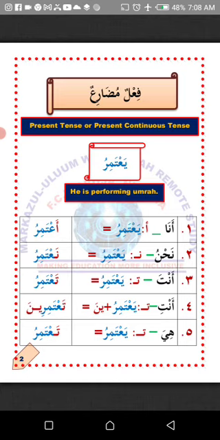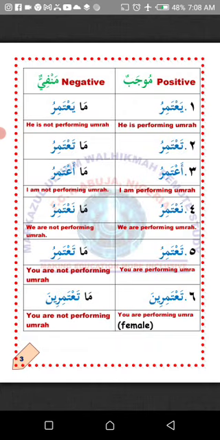Masha Allah. Udrus, study, wa lahiz, and observe at the same time. Mujab, positive. This is the state of a sentence in Arabic that means something is happening. Manfiyun, negative. This is the state of a sentence in Arabic that means nothing is happening.